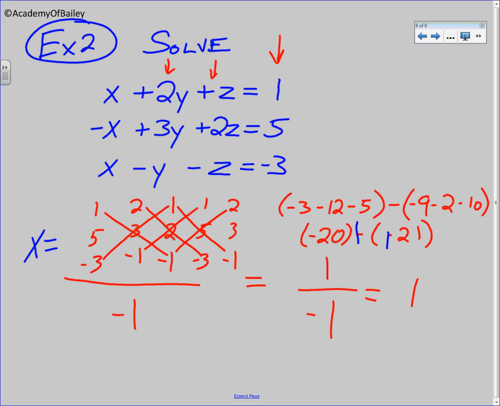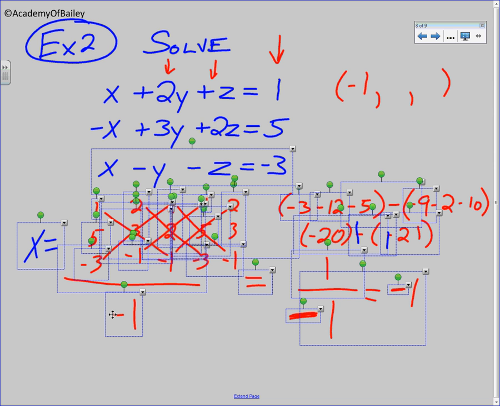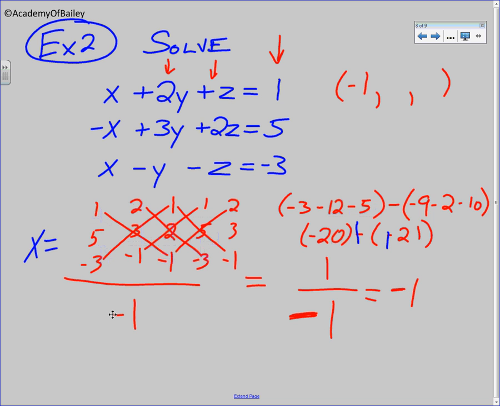The answer for x is positive 1 there. Positive 1? I can't believe you're agreeing with me. See that negative sign? Positive divided by negative makes a negative. X is negative 1, silly Billy. Okie dokie. So now that's x.